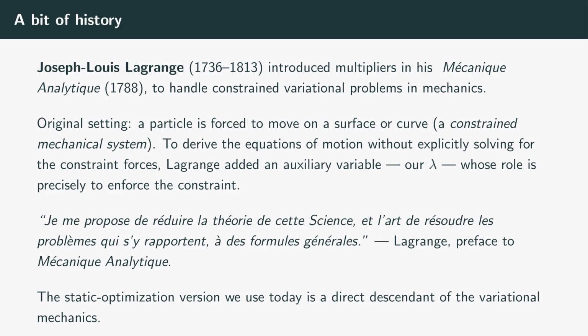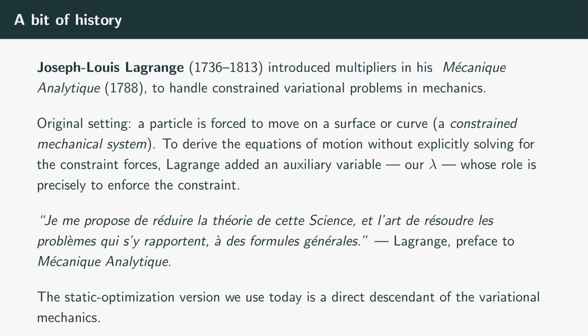A short history note. The method is due to Joseph Louis Lagrange, the Italian-French mathematician who lived from 1736 to 1813 and was published in his 1788 treatise Mécanique analytique. Lagrange's original setting was not abstract optimization but constrained mechanics. He wanted equations of motion for systems where the particles are forced to lie on a surface or curve, a bead on a wire, a pendulum, a body sliding on a sphere. The naive Newtonian approach requires you to figure out the constraint forces, the normal force from the wire or surface, explicitly, which is often awkward.